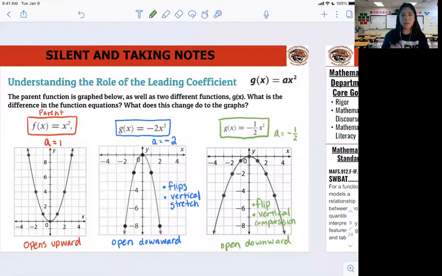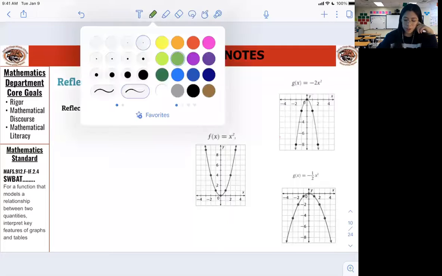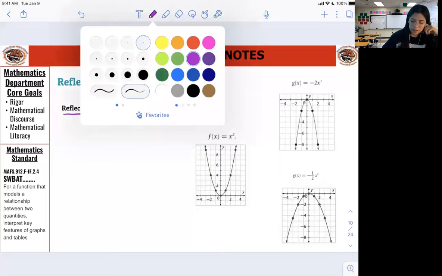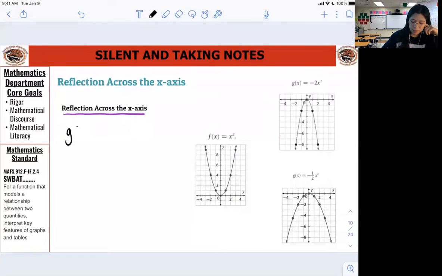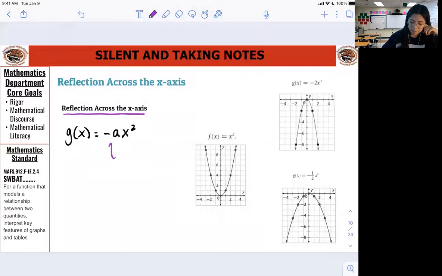Okay, so here's where we can write down the actual transformation. So we have a reflection across the x-axis. That's what this is called. And that's when you have a negative in the front. When a is less than 0, you get a reflection across the x-axis.